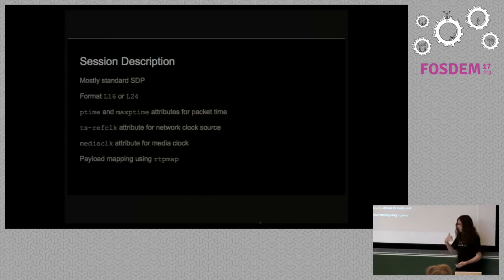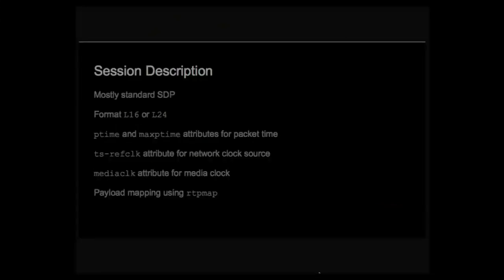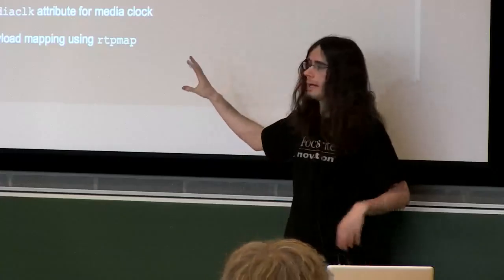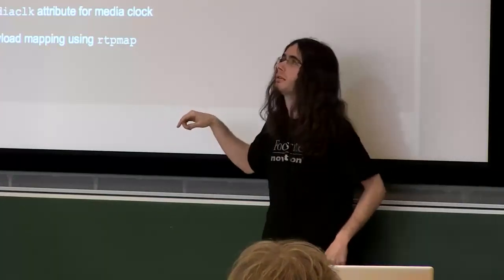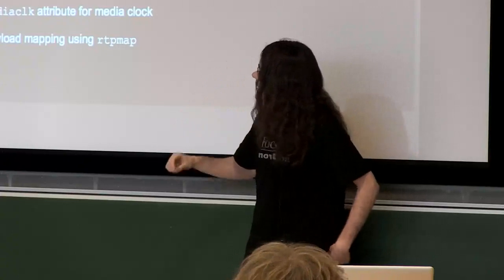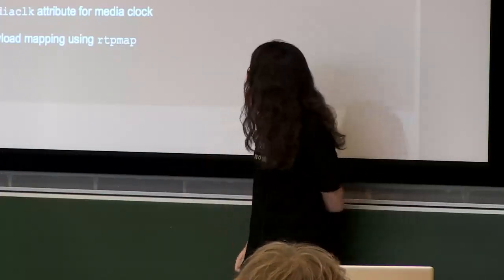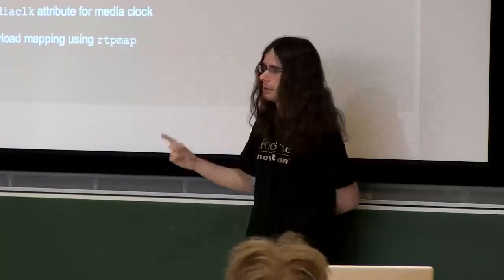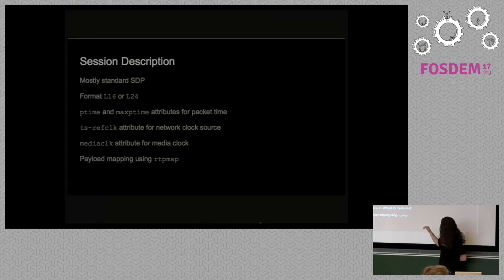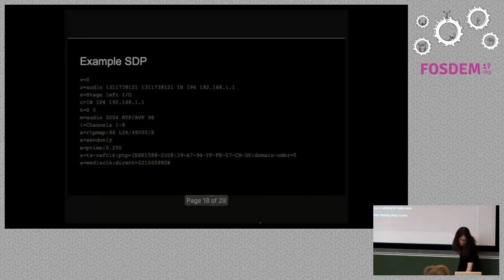So once we've got our audio, we've packetized it and we've synchronized, we need a way to tell our different devices what our actual audio streams are, and this is where session description comes in. We mostly use the SDP standard. There are a couple of additional header attributes in our SDP. These specify what packet time we're using and what our clock sources are and how to map payloads. The rest of it is standard SDP, so if you've seen an SDP before, it looks something like this.